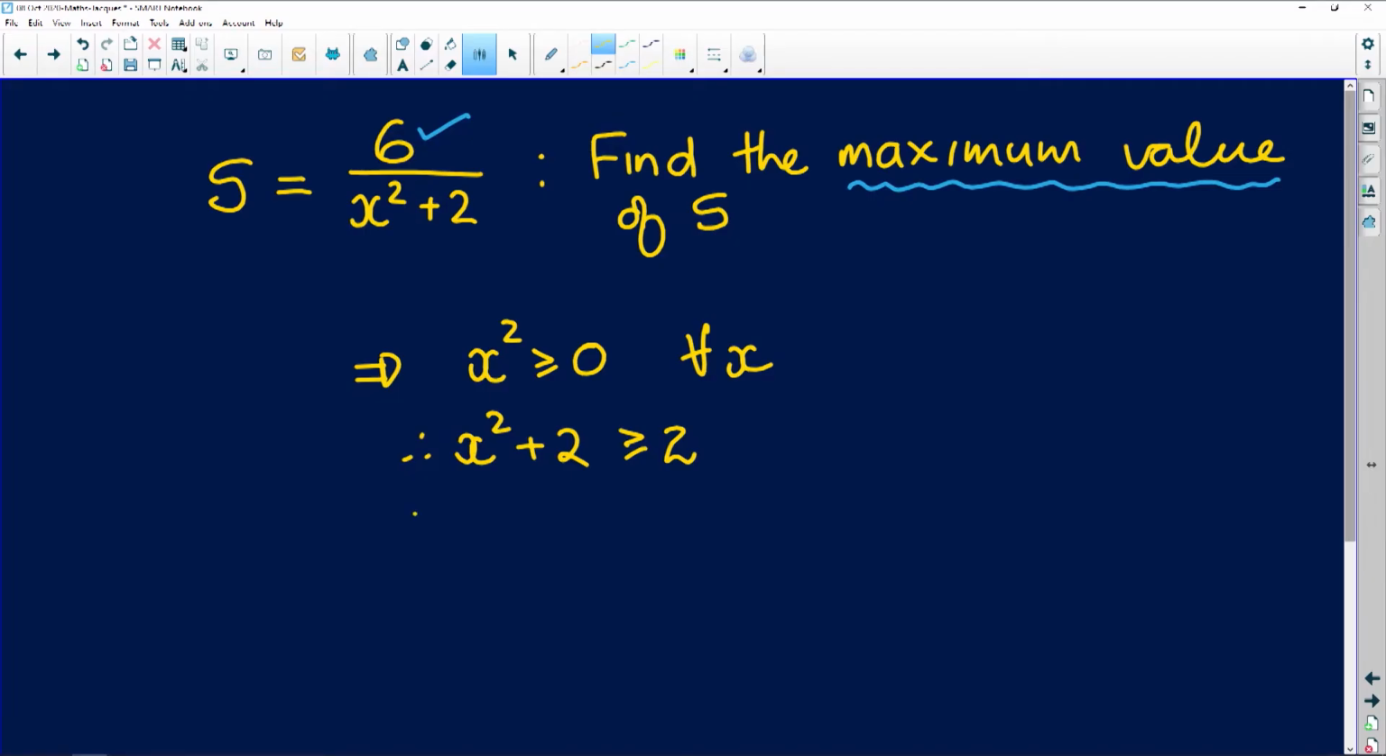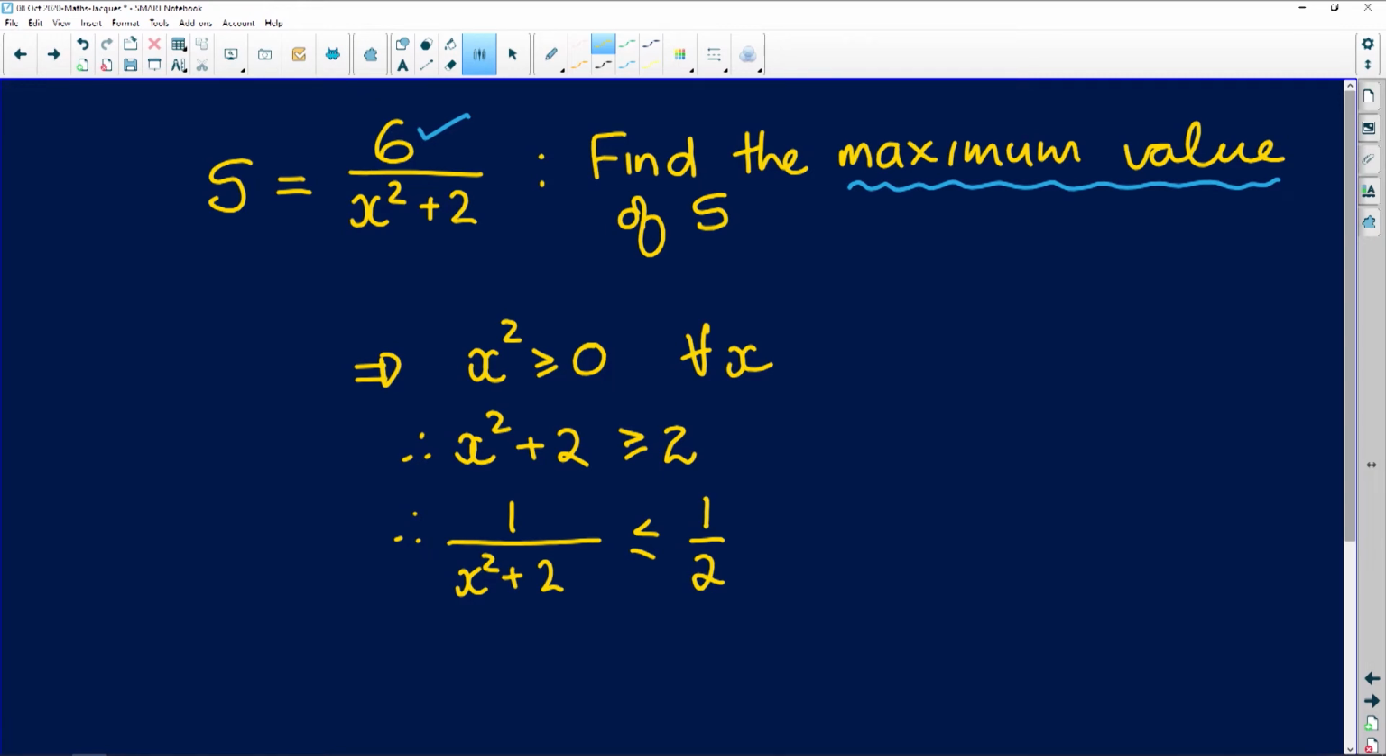Okay, so what do we do now? That wasn't the question. The question was 6 over that. So let's take it and let's turn it on its head. 1 over x squared plus 2 is therefore smaller or equal to 1 over 2 there. So I reciprocate both sides. The sign changes because this is a positive number and that's a positive number. So you could think of it that I multiplied this way and that the other way.